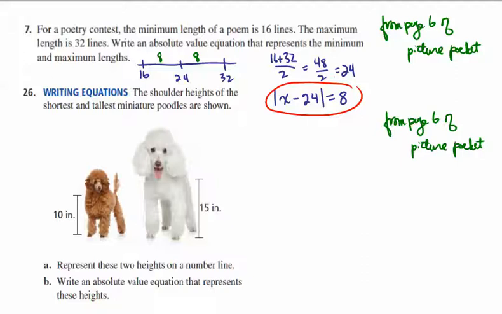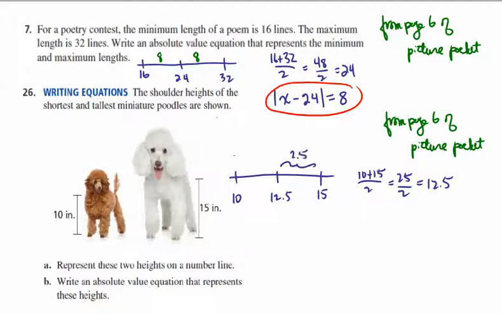Problem number 26, also from page 6 of the picture packet. We have the minimum and the maximum lengths of shoulder heights for miniature poodles. So we're going to set up our number line. We go from 10 to 15. We would have to average those two. 10 plus 15, which is 25 over 2, or 12.5, would give us our center. Distance from the center would be 2.5.